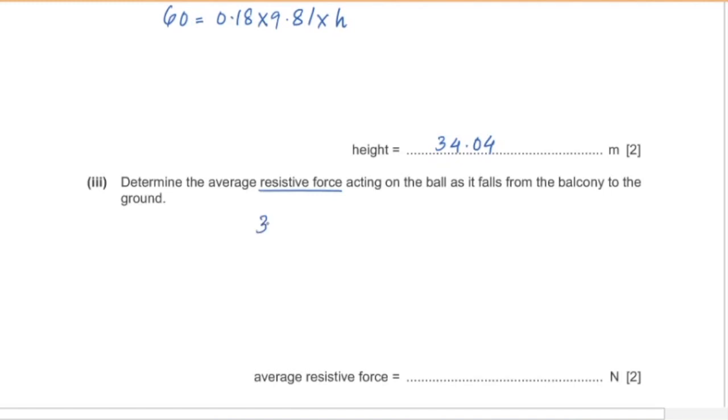So the energy lost, which is 37 joules in the form of heat, is equal to the resistive force multiplied by the distance it covers from the balcony level until the ground level, which is of height 34.04 meters. Hence, the resistive force that is experienced by the ball while it travels from the balcony to the ground level is of 1.09 newtons of magnitude.